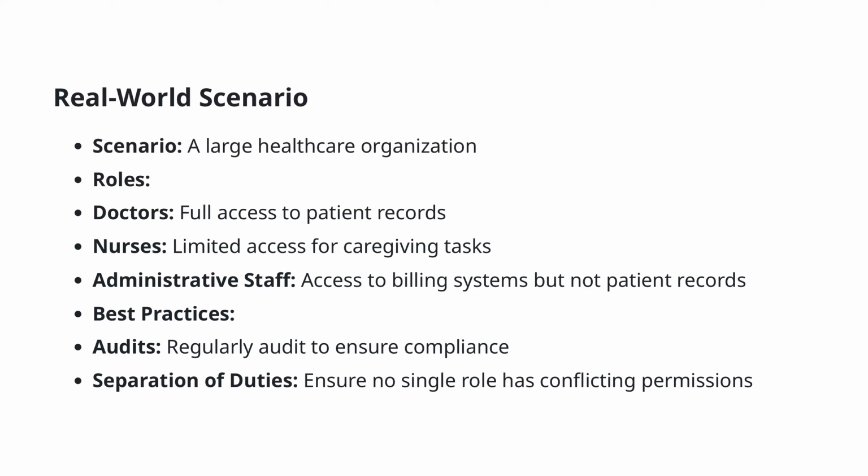To ensure the system remains secure and compliant, regular audits are conducted. These audits help verify that access permissions are current and that there are no violations or security lapses. Additionally, the principle of separation of duties is applied to mitigate risks. This means no single role has conflicted permissions, ensuring, for instance, that someone with administrative access to billing doesn't also have access to patient records. By adhering to these best practices, the organization can maintain a secure and efficient system that protects patient information while allowing staff to perform their duties effectively.